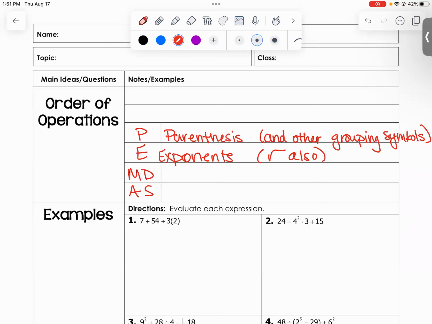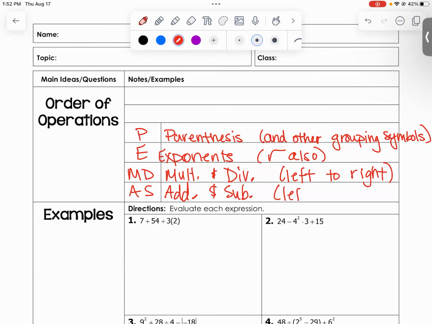Multiply and divide left to right. So if there is more than one multiplication symbol, or there's multiplication and division together, we need to approach them left to right. Gabe. Okay, addition and subtraction from left to right.